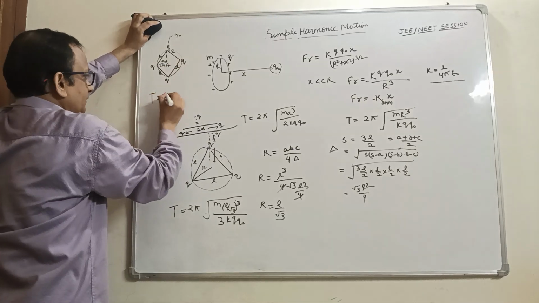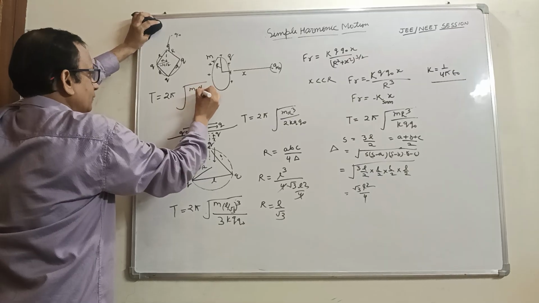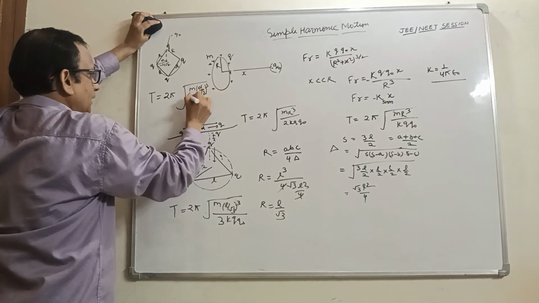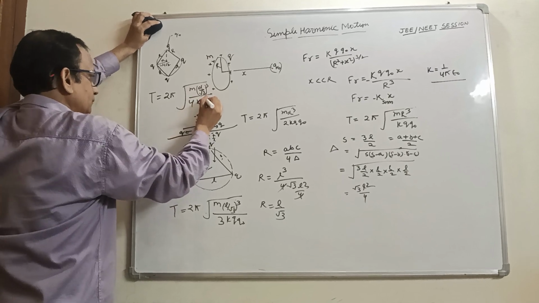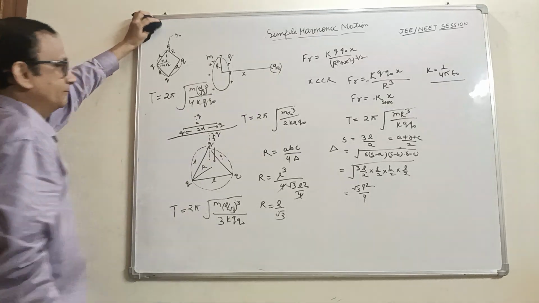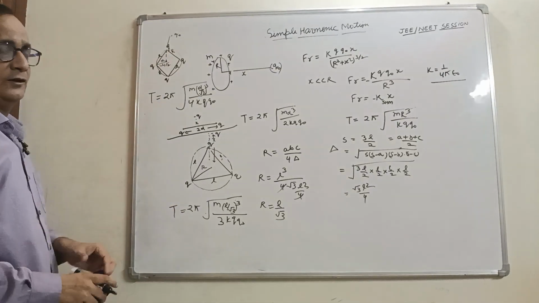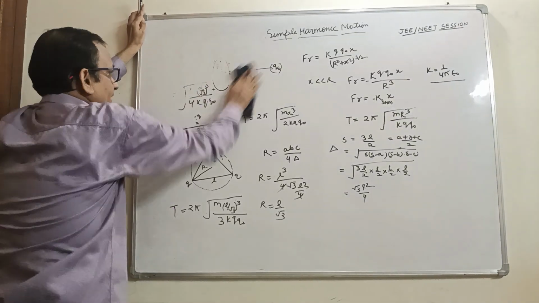So the time period would be 2 pi under root of m (L by root 2) whole cube upon 4k q naught, and k is equal to 1 upon 4 pi epsilon naught. This is the scenario in electrostatics.